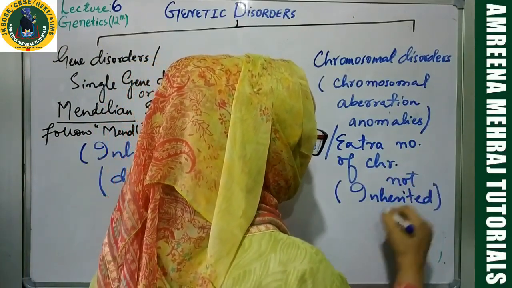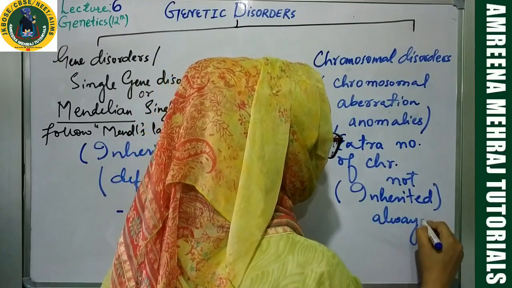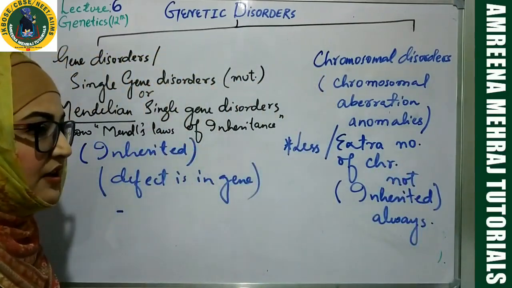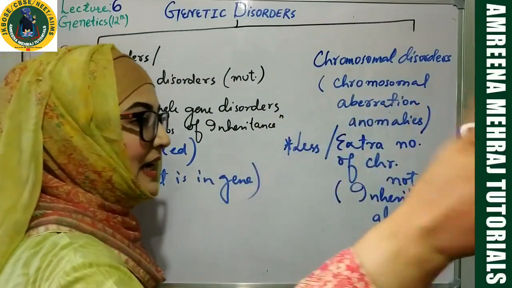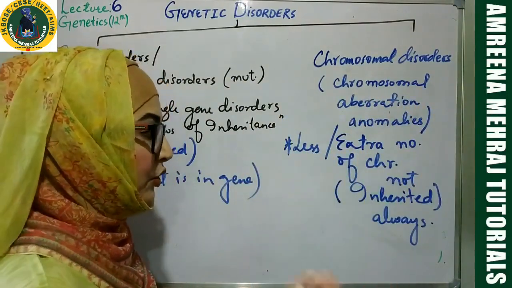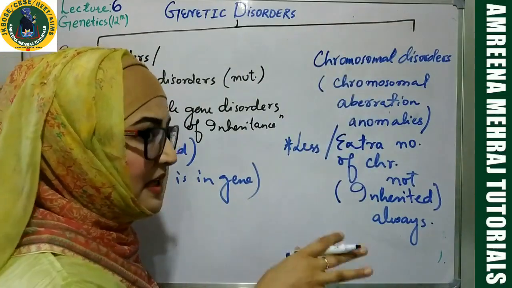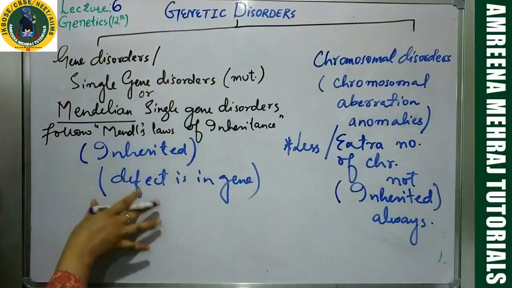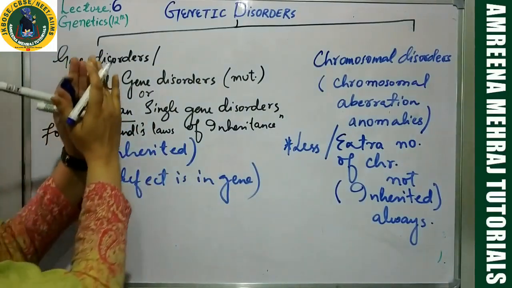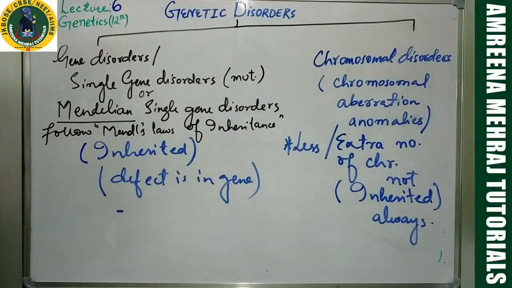Not inherited always. So it's not a general rule for these disorders. If somebody is suffering from Turner syndrome, then that syndrome will follow the entire generation, the entire family? No, that's not the case. Chromosomal disorders may remain confined to a particular organism in a family, but Mendelian disorders are transferred from generation to generation. That is the basic difference between the two types of disorders. So you need to have this understanding first of all.